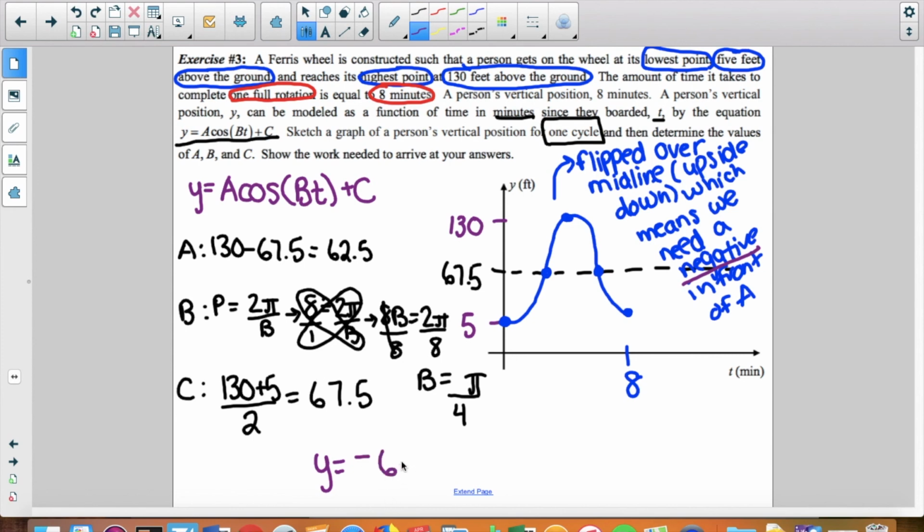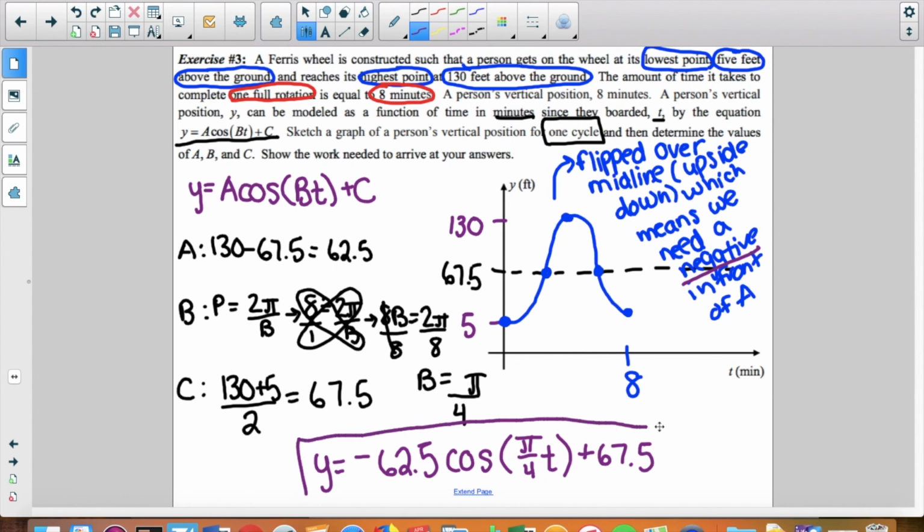Our amplitude was 62.5. Then we have cosine. B was pi over 4. I'm so used to putting x. Pi over 4t plus the midline, which was 67.5. And this here is our equation.